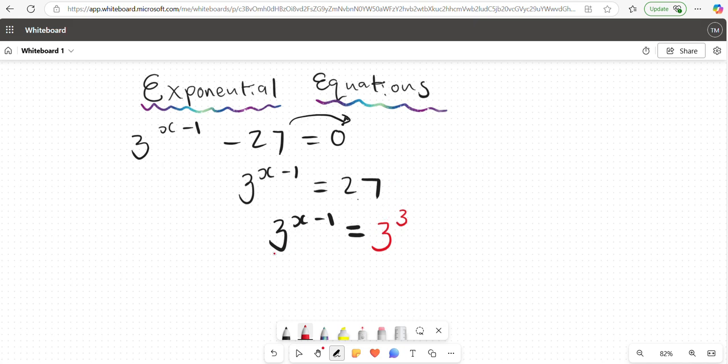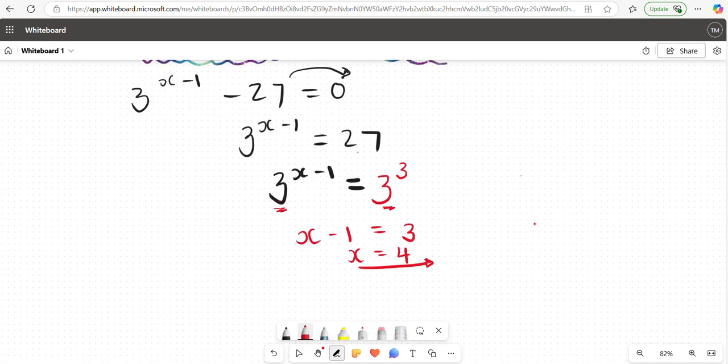Now that the bases are the same, I can just make the exponents equal to each other. So x minus 1 is equal to 3. Then I just take the minus 1 to the other side, it adds with the 3, and so x is equal to a positive 4. Alright, so these are the easy ones.